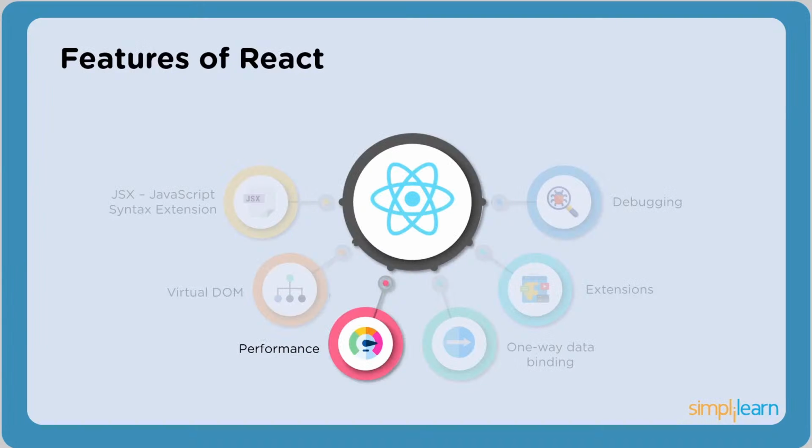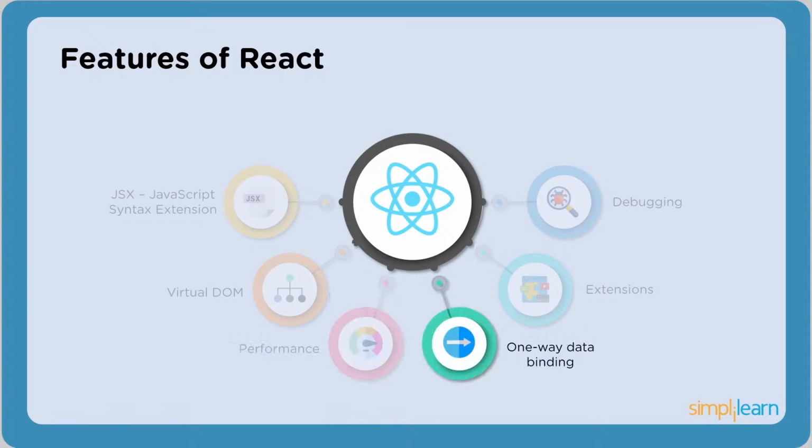Coming to the next feature, performance. React uses virtual DOM. As discussed earlier, virtual DOM impacts the speed of the web applications. We also took an example of Instagram and learned how multiple components can affect the development time. They help improve performance drastically.